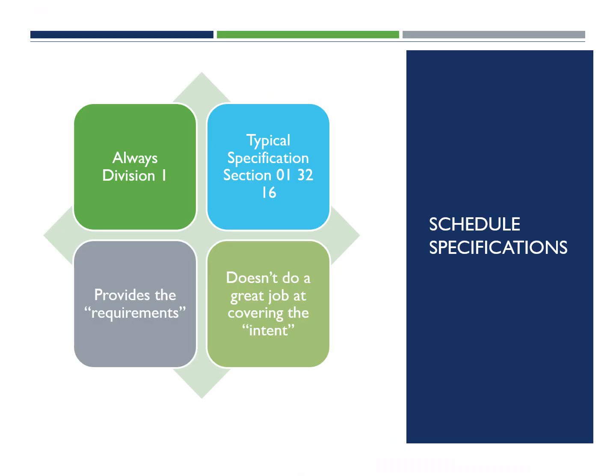Real quick, I'm going to talk about schedule specs. The schedule spec is always in Division 1. It's typically section 013216. It provides, quote unquote, requirements. Typically, the spec doesn't do a great job of covering the intent of the schedule, and that's why a lot of times you'll see contractors just working up a schedule to fulfill the requirements of the specs, not to be used as a tool.